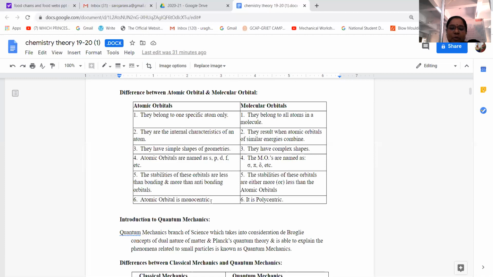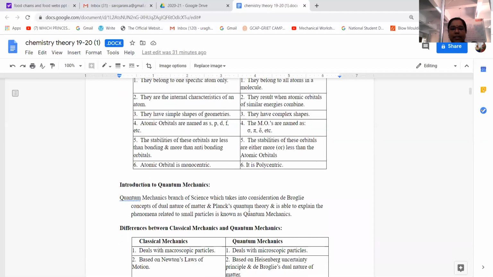Atomic orbital is monocentric because it relates to atom only. So obviously it is monocentric. Whereas molecular orbital consists of many atoms, a group of atoms, at least 2 atoms combined together to form a molecule. Hence it is polycentric, right?